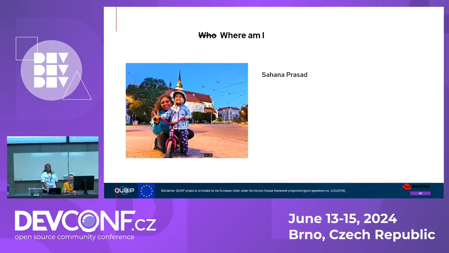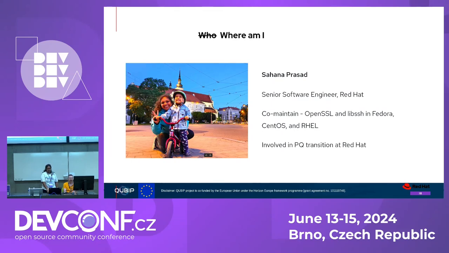All right, so I'm Sahana Prasad. I work at Red Hat. I finished about 5 years in September this year. I help co-maintain OpenSSL and libssh for Fedora, CentOS, and RHEL. Right now, I'm involved as a Red Hat partner for the QUBIP post-quantum transition from Red Hat.